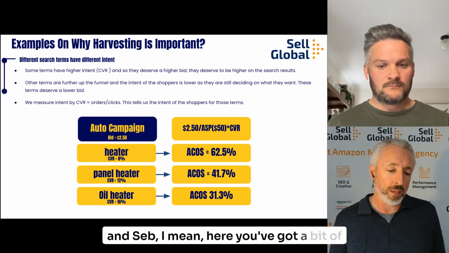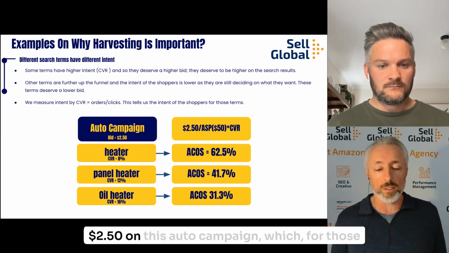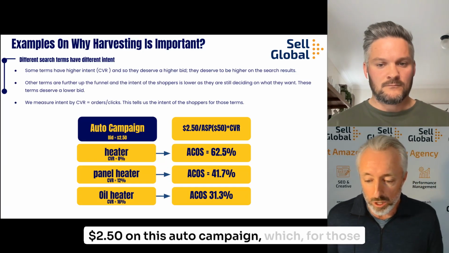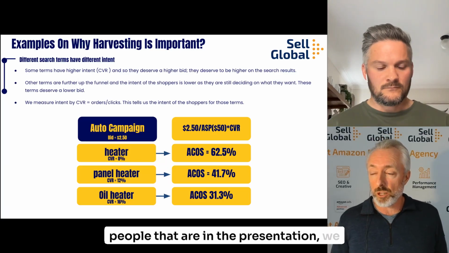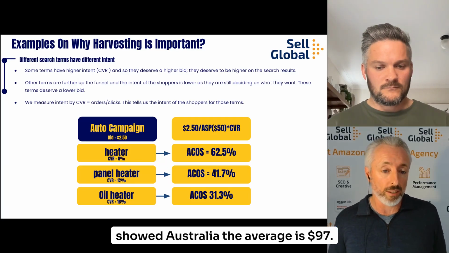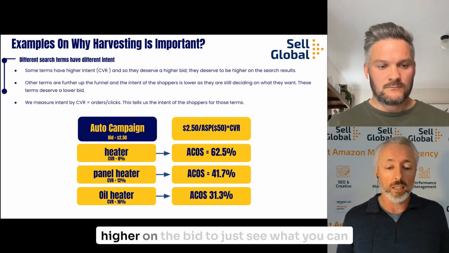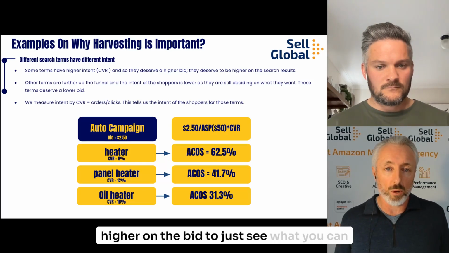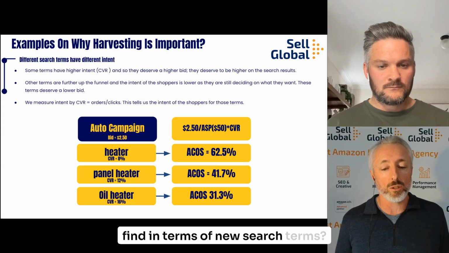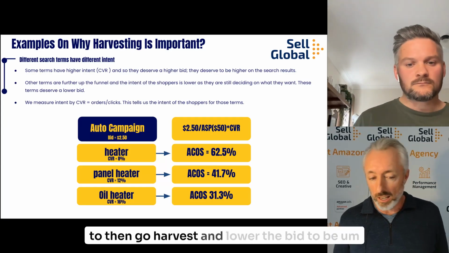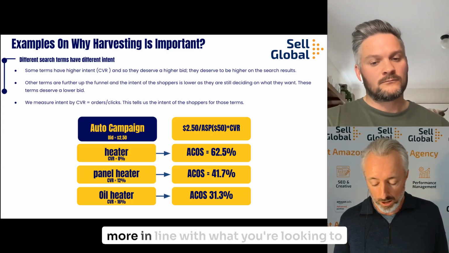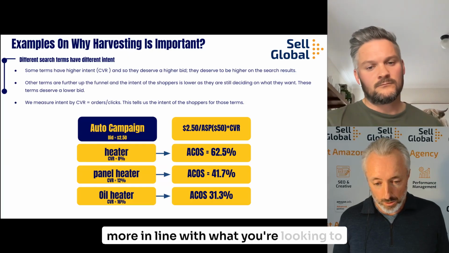Seb, here you've got a bid of $2.50 on this auto campaign, which, for those people that are in the presentation, we showed Australia, the average is 97. So do you, with auto campaigns, go in higher on the bid to just see what you can find in terms of new search terms, to then go harvest and lower the bid to be more in line with what you're looking to achieve?